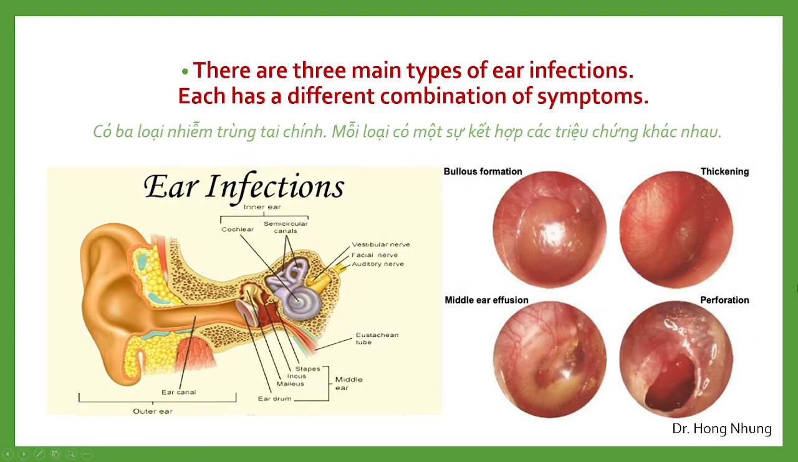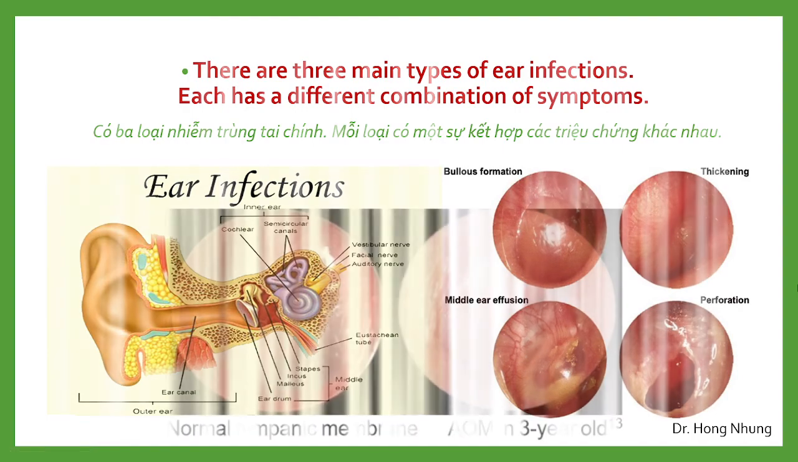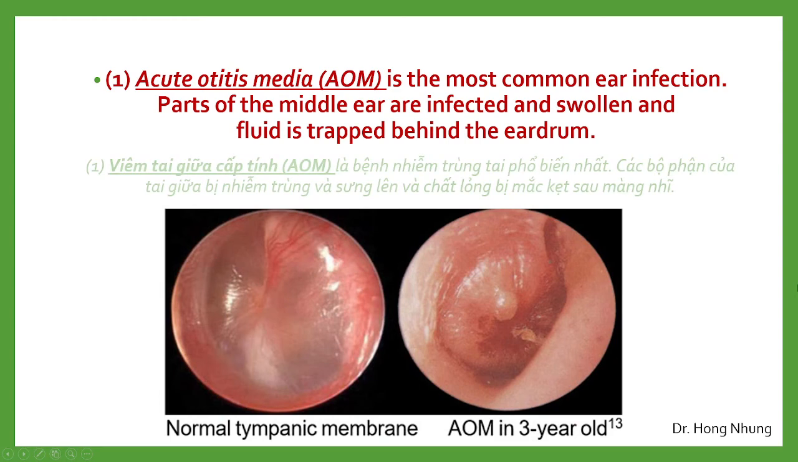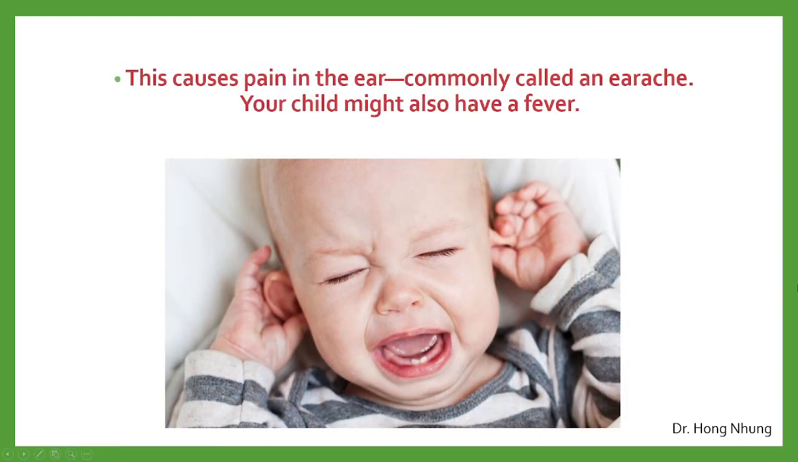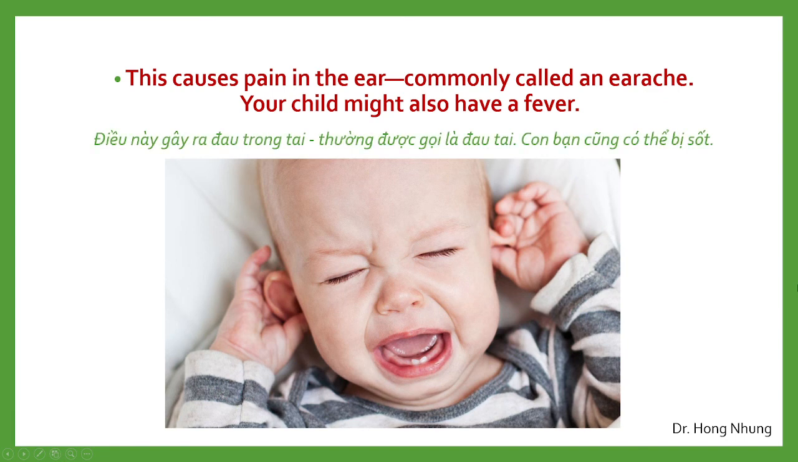There are 3 main types of ear infections. Each has a different combination of symptoms. 1. Acute otitis media (AOM) is the most common ear infection. Parts of the middle ear are infected and swollen, and fluid is trapped behind the eardrum. This causes pain in the ear, commonly called an earache. Your child might also have a fever.